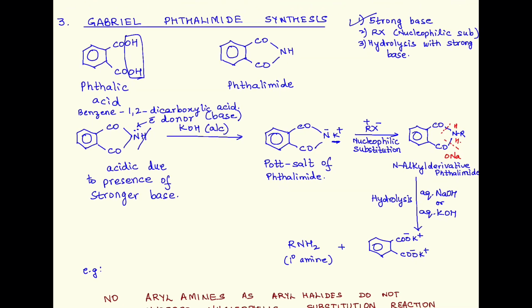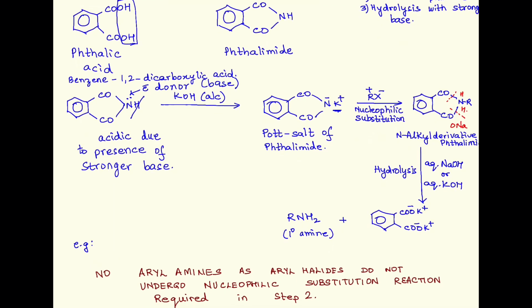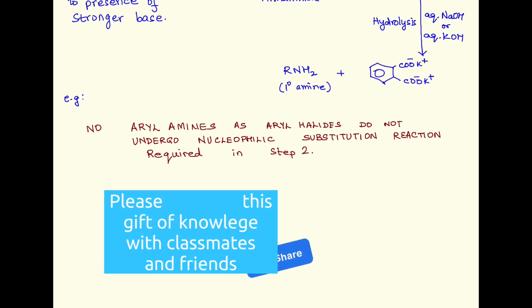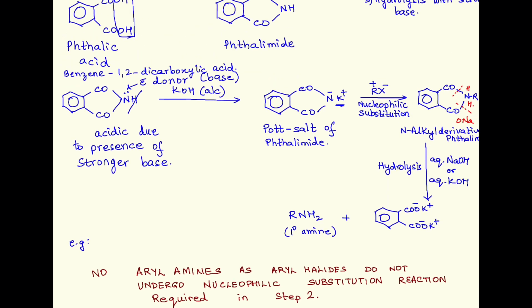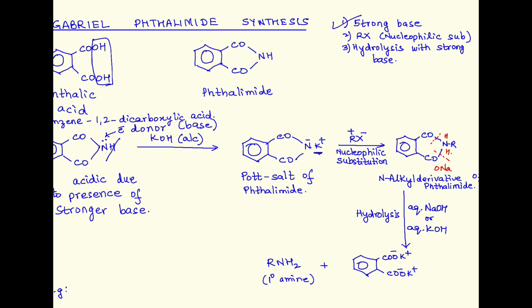Interestingly, you can only prepare primary amines by this method, unlike the first ones where you could prepare secondary, tertiary, quaternary. And also, remember the steps. First step is reaction with a strong base where your NH behaves as an acidic group. Then is reaction with the haloalkane or alkyl halide. So, if I am taking an aryl halide, do you think it will undergo this step? No, because it's a nucleophilic substitution reaction. And third is hydrolysis with a strong base.